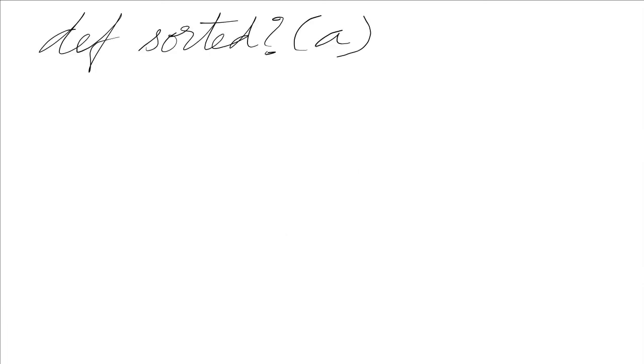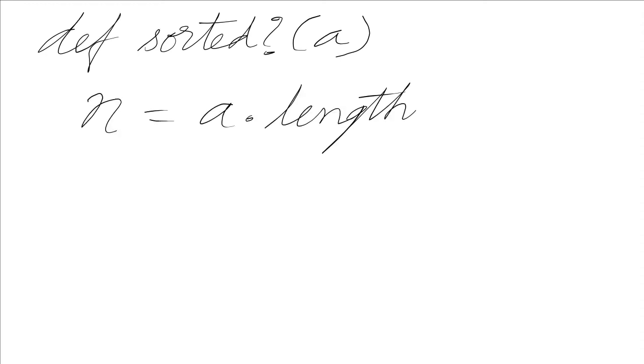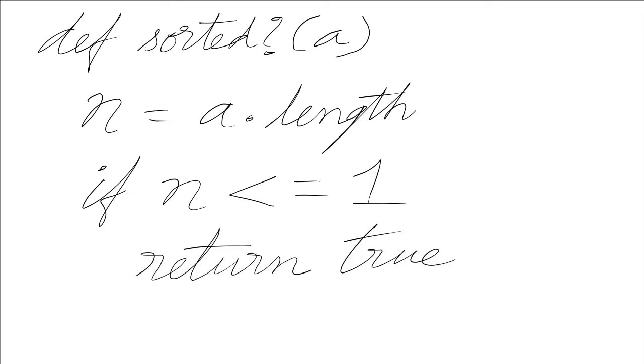Let's look at the code. So the sorted Boolean function takes one parameter. This is the list. We first find the length of this list, and we check in the base case if it's less than or equal to 1. We know if this is less than or equal to 1, it's already sorted, so we return true.